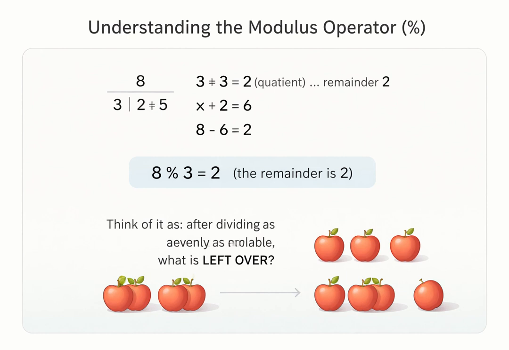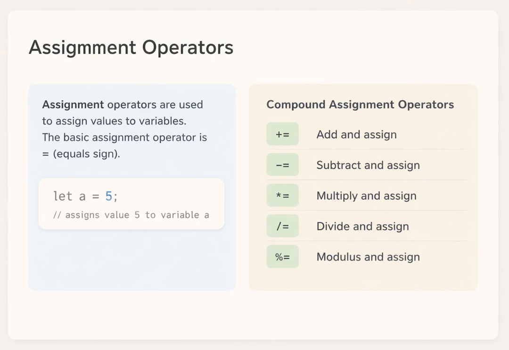Think of it like splitting apples into equal groups. If you have 8 apples and you want groups of 3, you get 2 full groups with 2 apples remaining. That remainder of 2 is your modulus result. This operator is actually very useful in programming, for example, checking if a number is even or odd, or cycling through a list repeatedly. Now, let's talk about assignment operators.